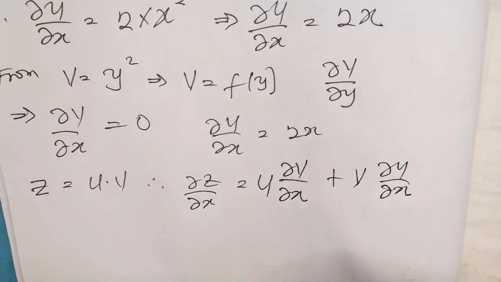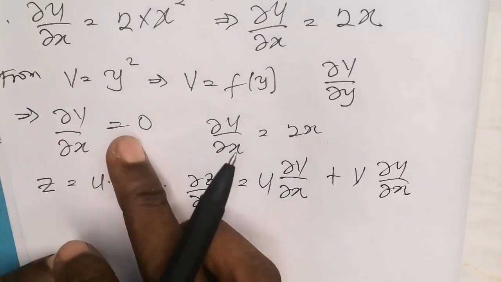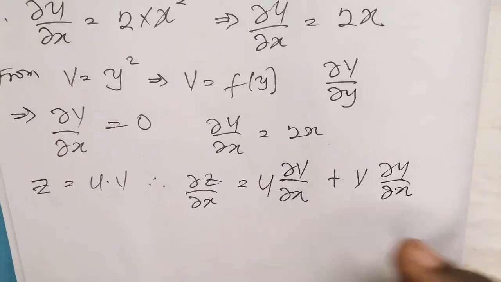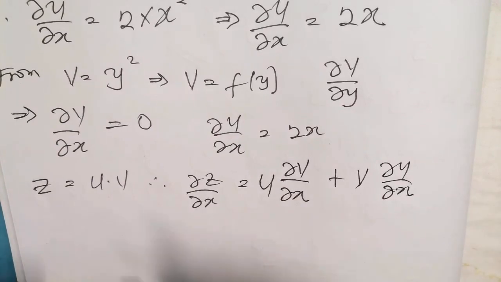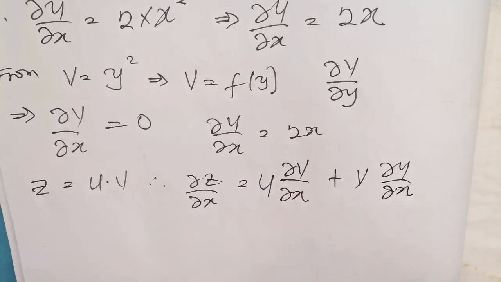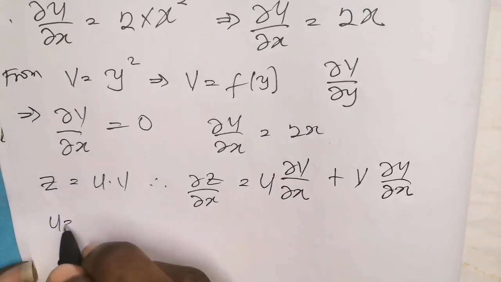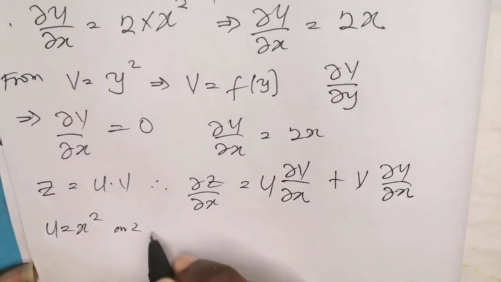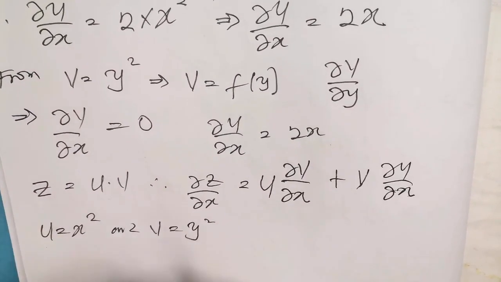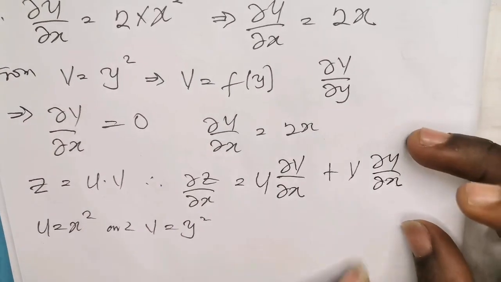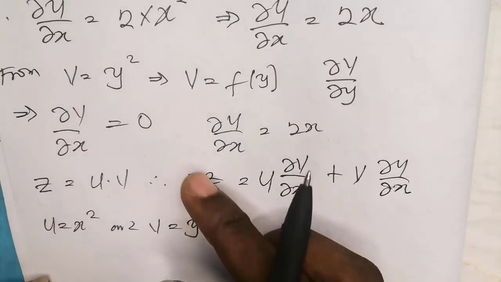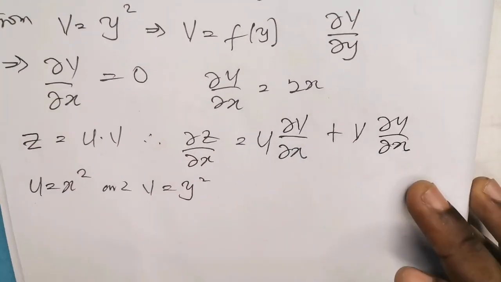Now, by so doing, we have found partial v partial x, that's 0. We have found partial u partial x, which is 2x. We can now plug in all the values into what? The formula. Not forgetting we said let u be equal to x squared, and we said let v be equal to y squared. So let's plug in these values into this equation for the partial derivative of z with respect to x.